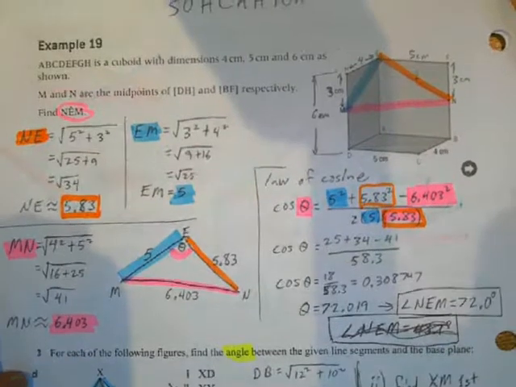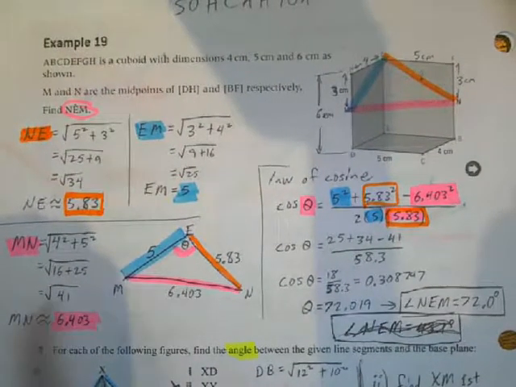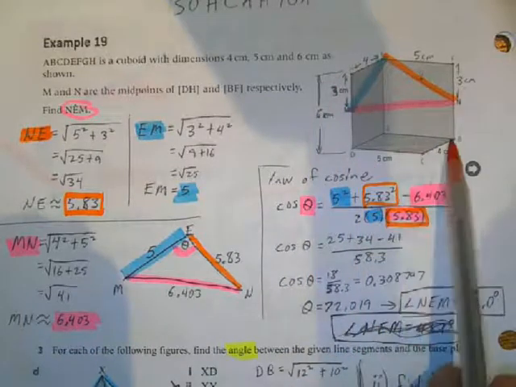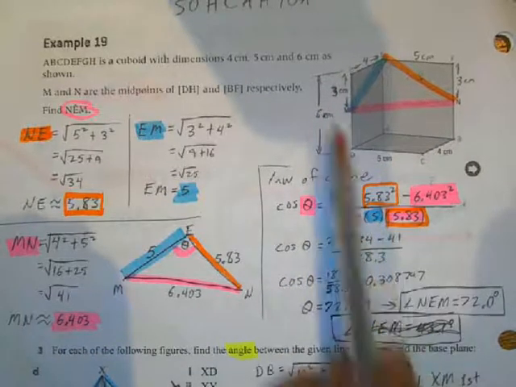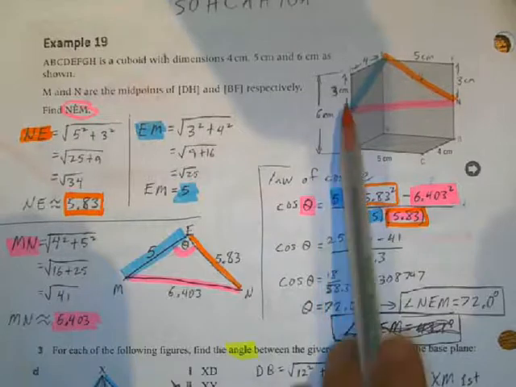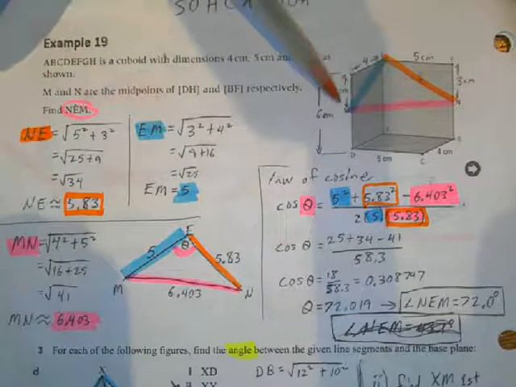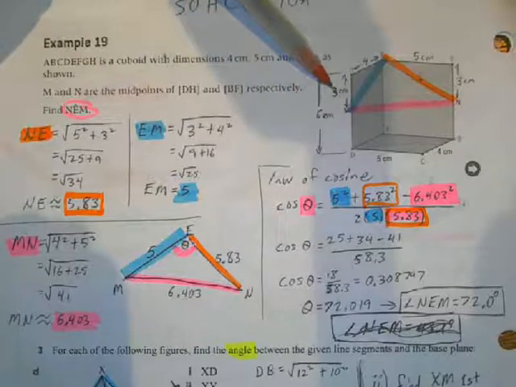Okay, number 19. Okay, so we've got a cuboid with lengths 4 and 5 and 6. Now the way that this was drawn in the paper, it said 6 centimeters right there, which looked misleading because 6 centimeters is from here all the way down to here. So I just kind of rewrote this and wrote a 3 here, because from here to here is 3. Okay, according to this information here.